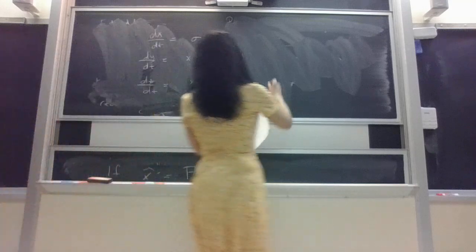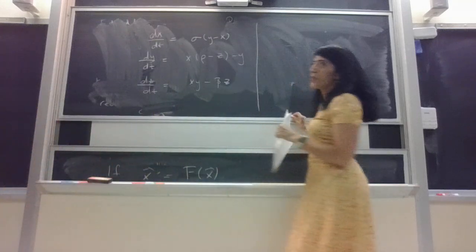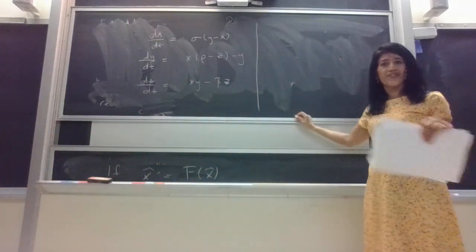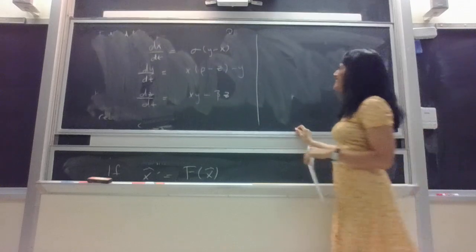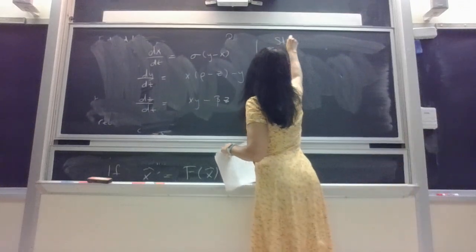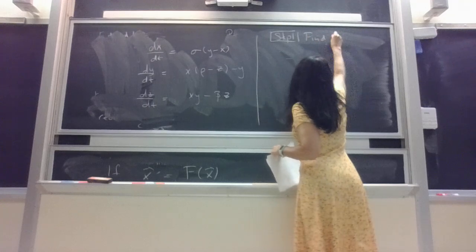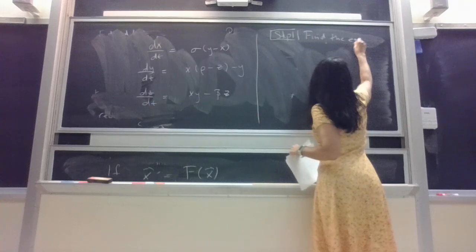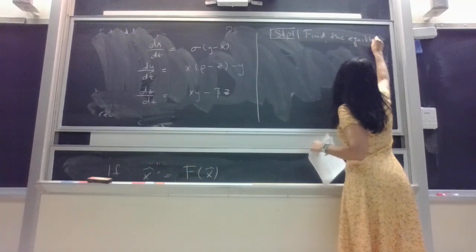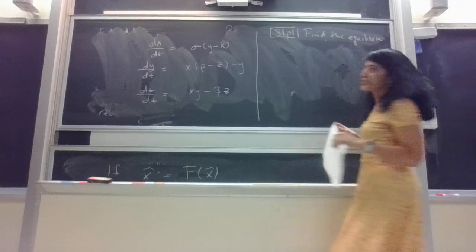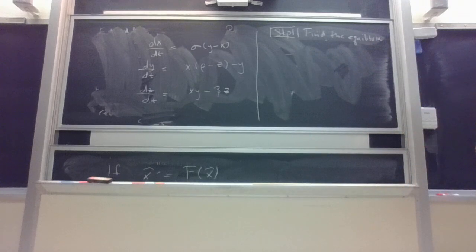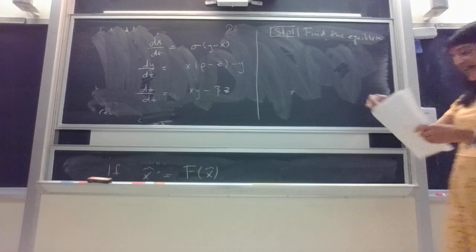Step one, you'll want to take this down because I didn't write this into the in-class assignment. Find the equilibrium. There is probably going to be more than one because it's nonlinear. So you might have all kinds of weird things happening. And indeed you do.